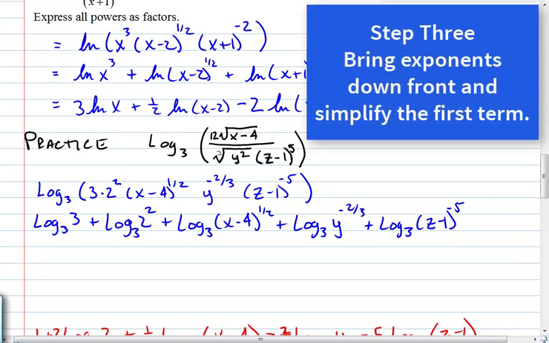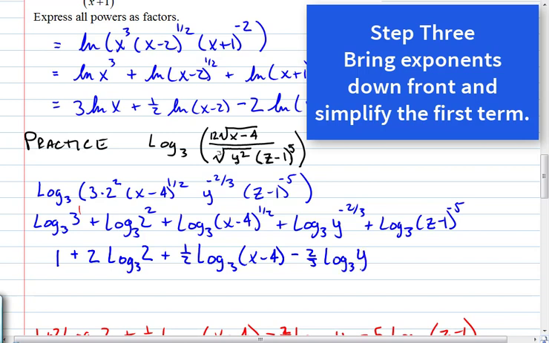Your next step then is to bring these exponents down. Well, there's no exponent here, but we learned this is the inverse property. I have a base and an exponent that are the same, so these are going to cancel each other out, leaving behind 1. That's just that very first property that we proved by rewriting it as an exponent. So this is going to then be plus 2 log base 3 of 2 plus 1/2 log base 3 of x minus 4 minus 2/3 log base 3 of y minus 5 log base 3 of z minus 1.